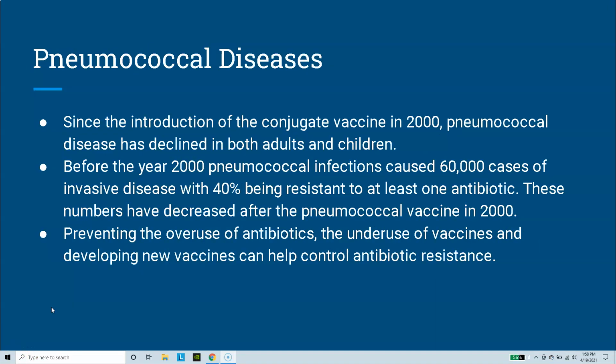Since the introduction of the conjugate vaccine in 2000, pneumococcal disease has declined in both adults and children. Before the year 2000, pneumococcal infection caused 60,000 cases of invasive disease, with 40% being resistant to at least one antibiotic. These numbers have since decreased pretty significantly after the pneumococcal vaccine in 2000. One way to help prevent antibiotic resistance is to prevent the overuse of antibiotics, the underuse of vaccines, and then developing new vaccines that can help control antibiotic resistance.